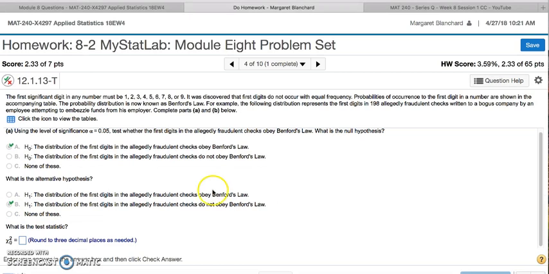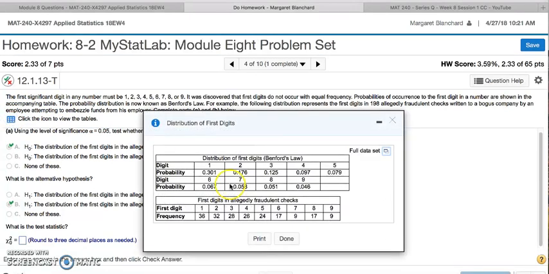Okay. So let's find the test statistic. Now, going back, remember, for Benford's law, we have the probabilities. We don't have the expected count. And for the actual fraudulent checks, we have the observed count. So let's go ahead and open this up in StatCrunch and take a look.